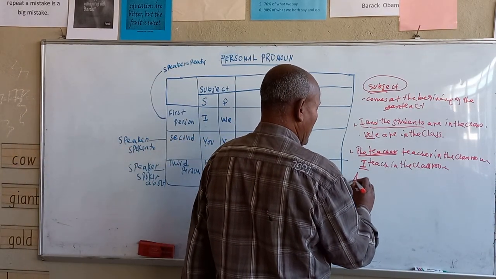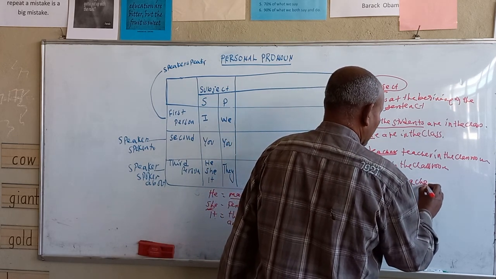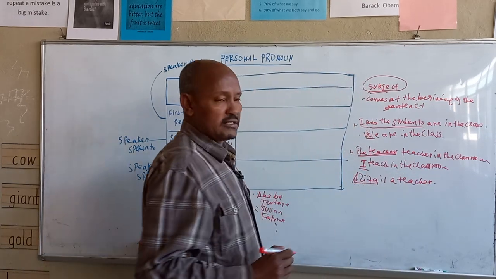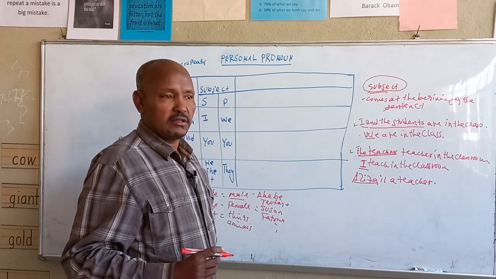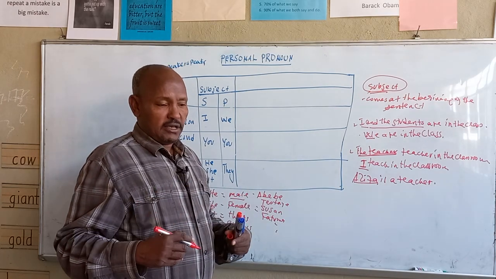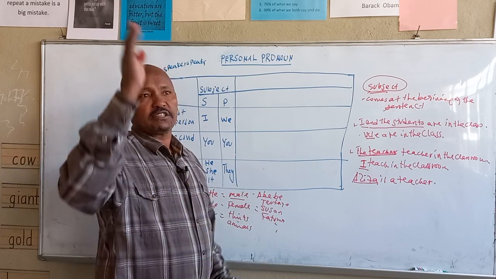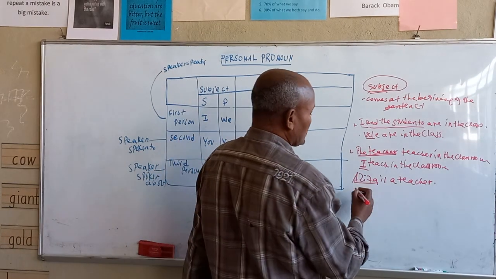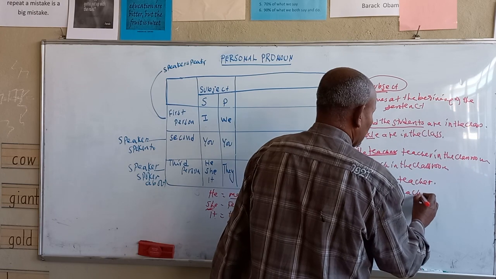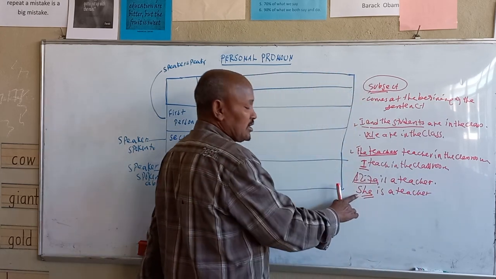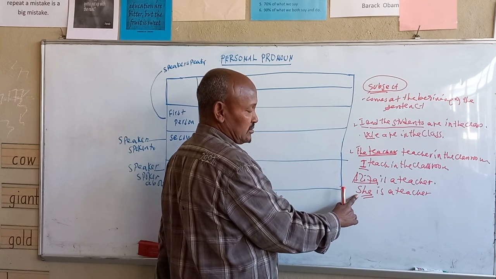Subject here: Aziza is a teacher. So Aziza is female or feminine. Aziza is not with me. I'm talking about Aziza, who is far from me. She is somewhere in other places. So I can substitute the noun Aziza with the pronoun what? She is a teacher. Yes? She is the subject of a sentence.